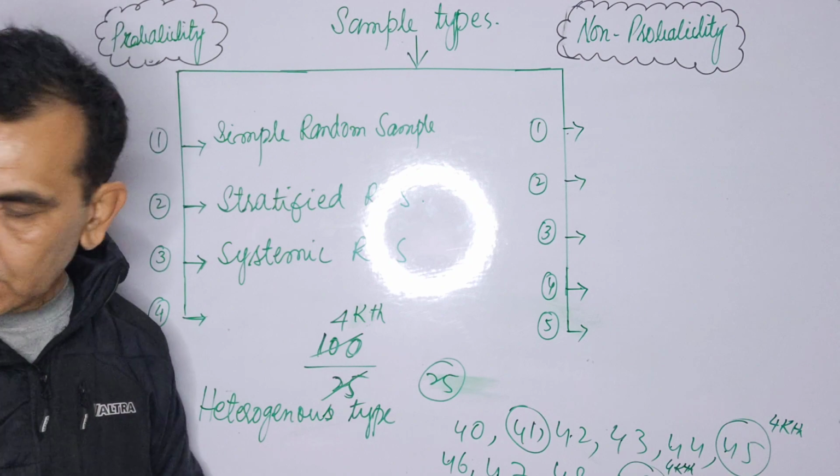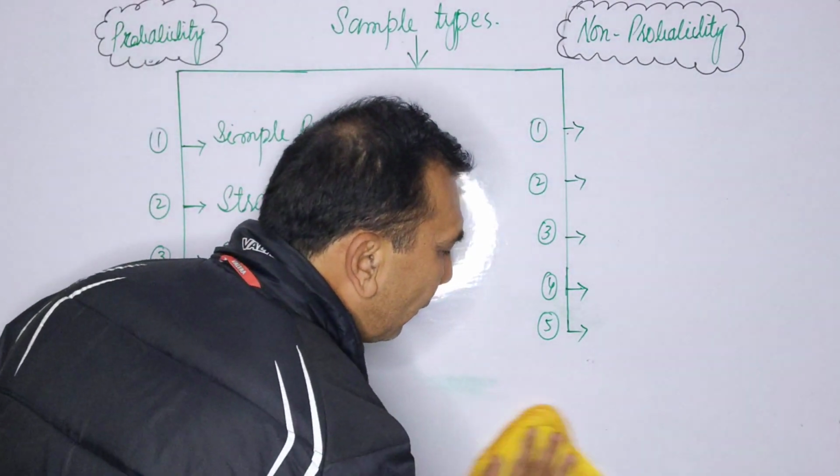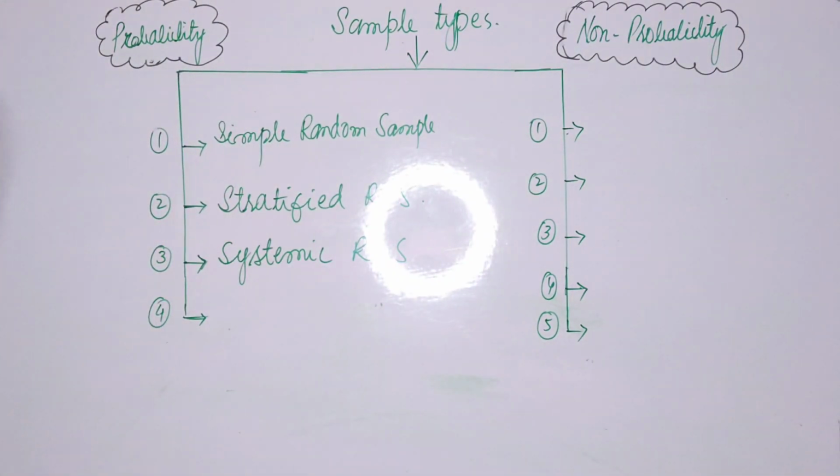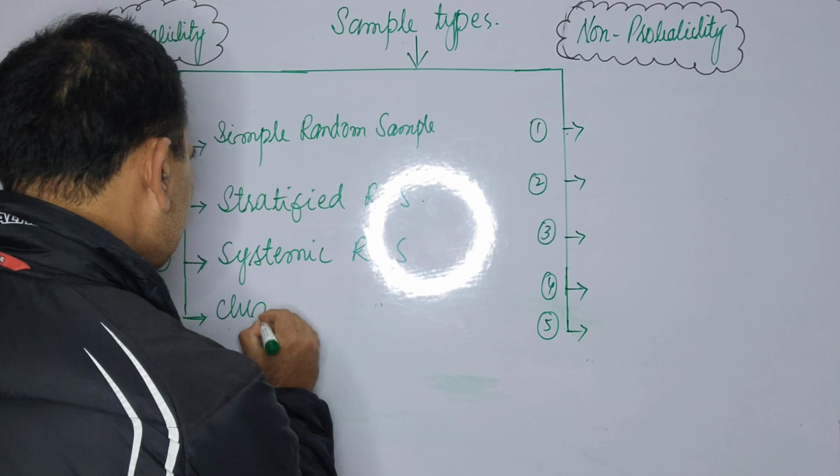Okay. Now the fourth type of probability sampling is called cluster sampling.